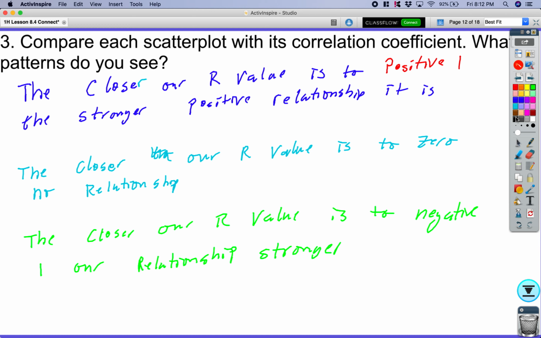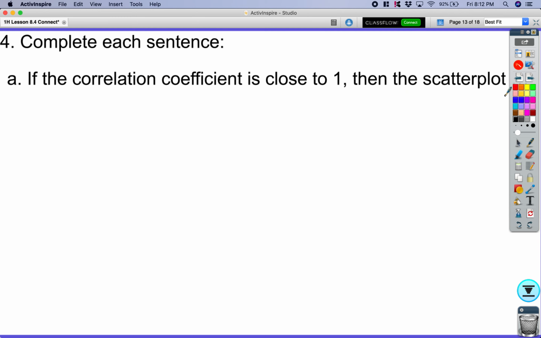So I just want to do a quick little diagram of these. So this would look like something like a positive 1 relationship. Down here, the 0 relationship would be something like this, like your foot size and your hair length. Doesn't really have a relationship to each other. Then over here, this would be like a strong negative relationship. You draw a really good best fit line there. So complete each sentence. If the correlation coefficient is closer to 0 then the scatter plot, basically what we just went over, the scatter plot is a good relationship, so there is a strong relationship between the two variables.